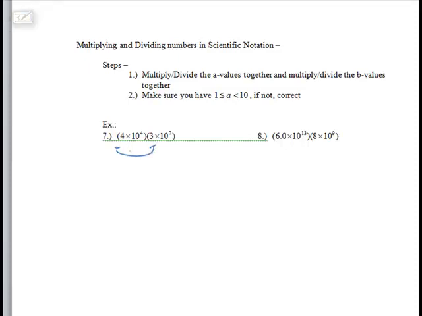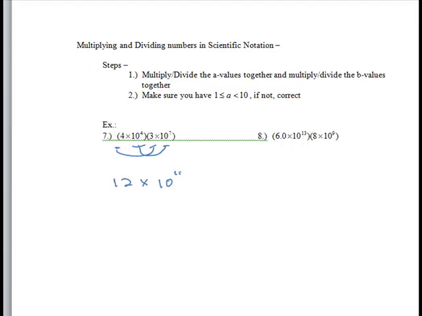Begin by multiplying like factors. For instance, multiply their a values together. In this case, 4 times 3 gives us 12. Multiply their powers of 10 together. 10 to the 4th times 10 to the 7th. Multiplying two powers with like bases, we add their exponents, becomes 10 to the 11th.